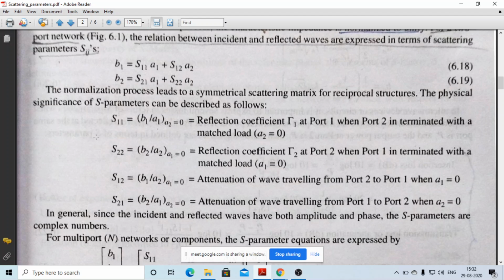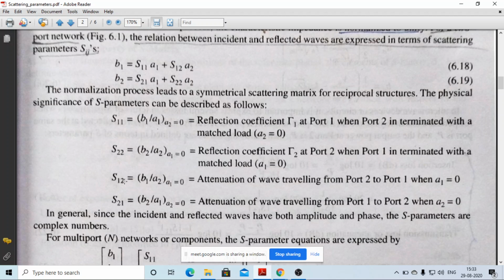Similarly, you can define the diagonal friend of S11. The diagonal friend of S11 is S22, that is B2 by A2. It is again a reflection coefficient, tau 2, at port 2 when your port 1 is terminated with a matched load. This is the definition of S11 and S22.